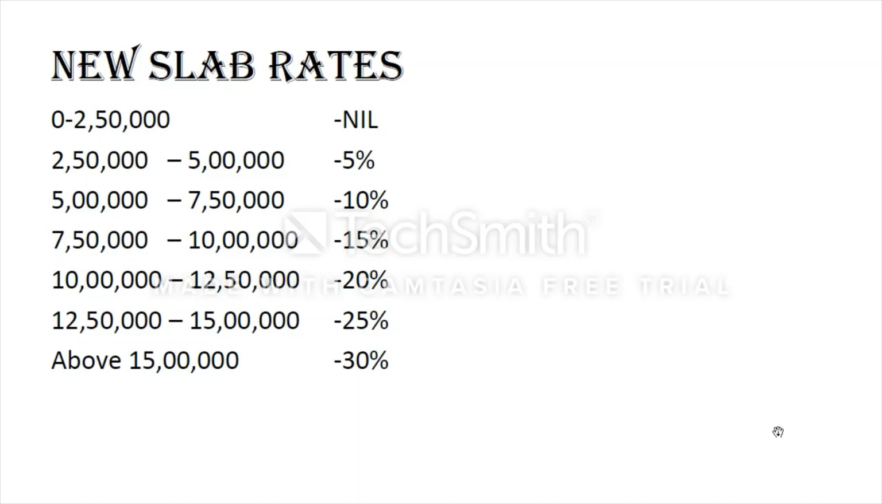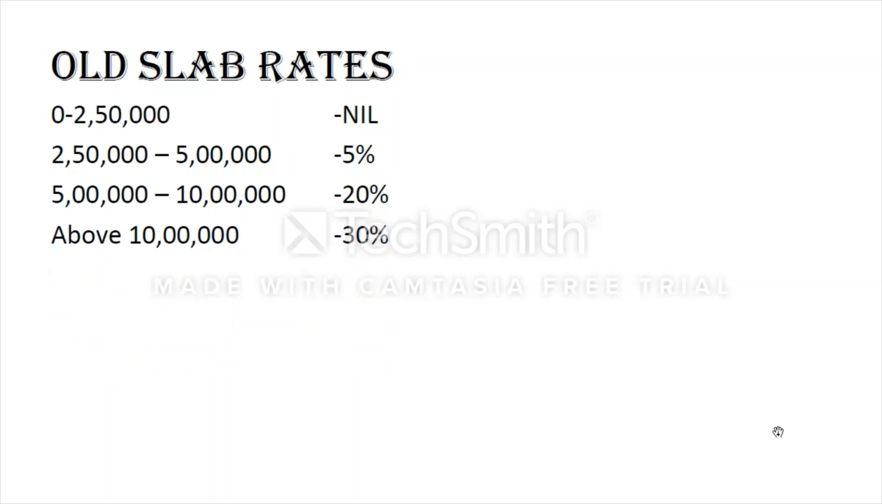And 10 lakhs to 12.5 lakhs, here it is 20%. In the old slab rates, it is 30%. And 12.5 lakhs to 15 lakhs, here it is 25%, earlier it was 30%. And above 15 lakhs, here it is 30%, in the old slab rates also it is 30%. He can choose the new slab rates without any deductions and exemptions. Otherwise, he can choose the old slab rates as 2.5 lakhs to 5 lakhs 5%, and 5 lakhs to 10 lakhs 20%, and above 10 lakhs it is 30%.